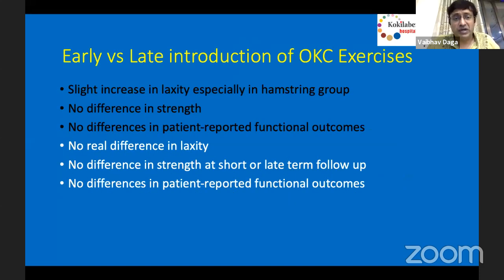So what was found out? With early introduction, there was a slight increase in laxity, especially in the hamstring group. No difference in strength was found when started early, and no difference in patient-reported functional outcomes. When we started it late, there was no real difference in laxity, no difference in strength at short-term and late-term follow-up, and no difference in patient-reported functional outcomes.